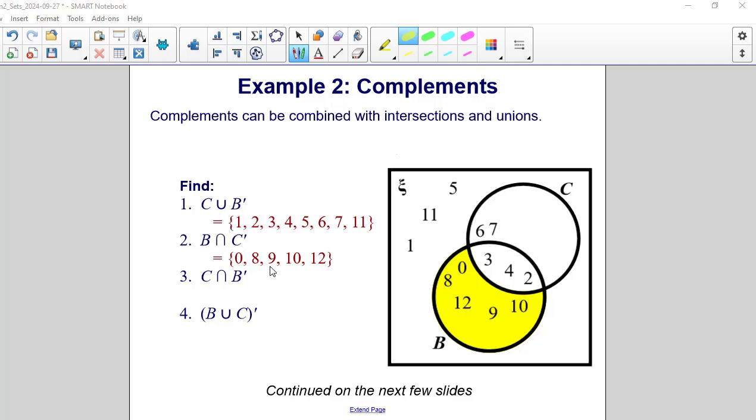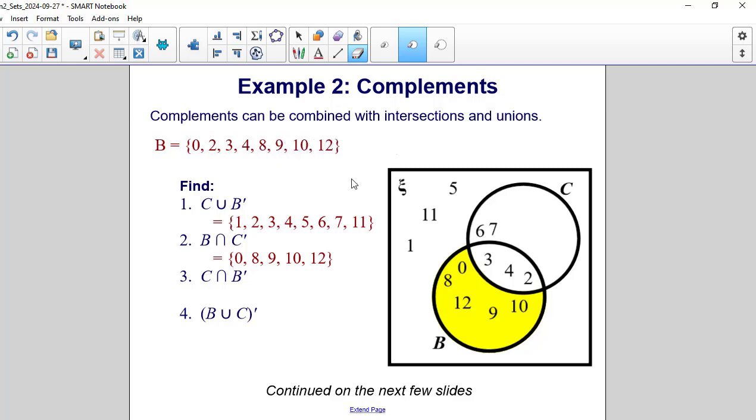For number 2, set B with the intersection of the complement of set C, we see the answer is 0, 8, 9, 10, and 12. Everything highlighted here in yellow. But how did we get that? Well, first of all, let's take a look at set B. Set B are all the numbers that are located within set B, including the intersection. So it would be 0, 2, 3, 4, 8, 9, 10, and 12.